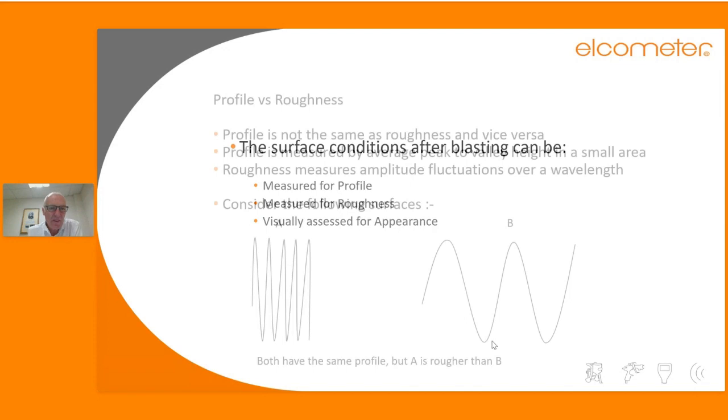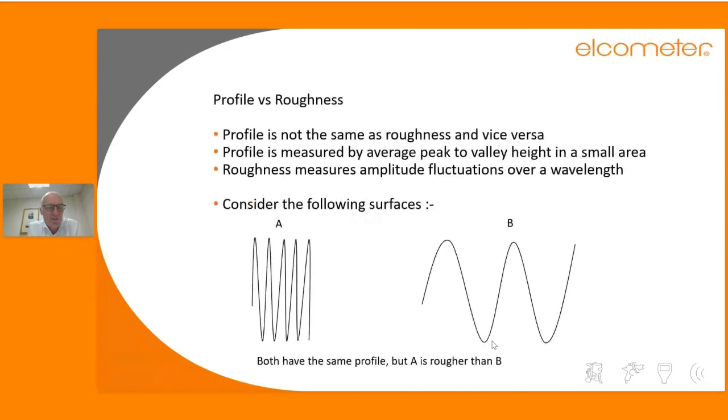So, profile and roughness. Profile is not the same as roughness, which I think most of us know, and vice versa. The roughness is not the same as profile. The profile is really the average of the heights and the valleys in a small area. So we're not actually measuring the amount of peaks and valleys. We're just measuring the height from the top of the peak to the valley and giving the average there.